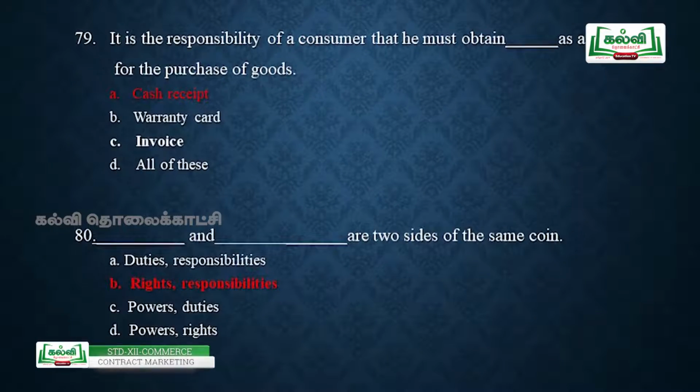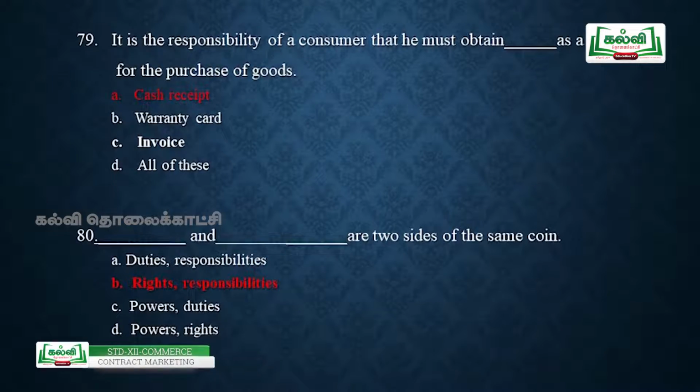The next one, it is the responsibility of a consumer that he must obtain dash as a proof for the purchase of goods. In case of purchase of products, we must have an invoice. We may have a cash receipt, or we may get the warranty card. Which one is the best one? Which one is acting as a record for the purpose of, in case of any legal problem if arise in future? The correct answer is option A.